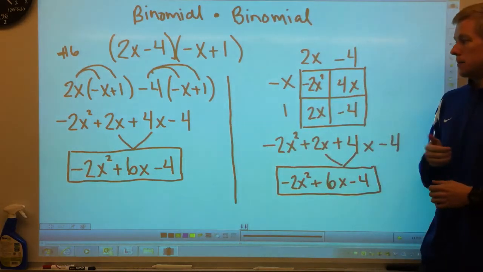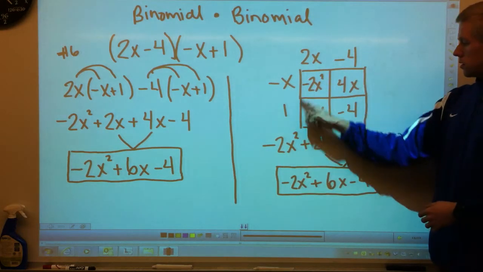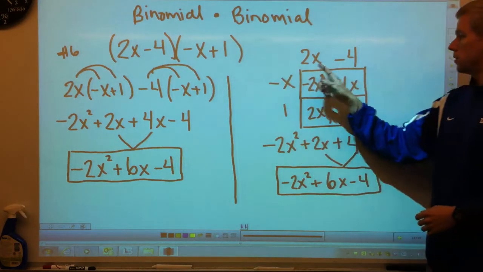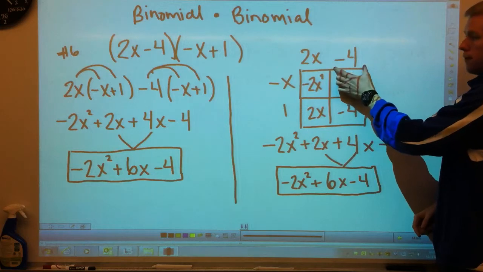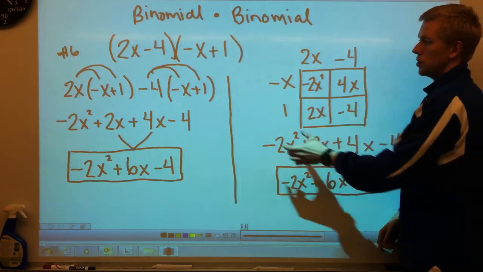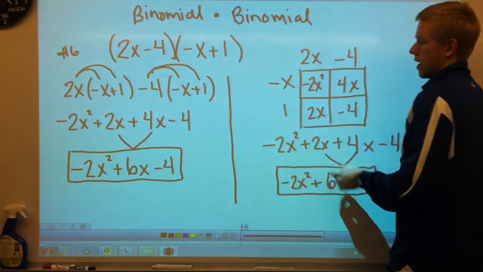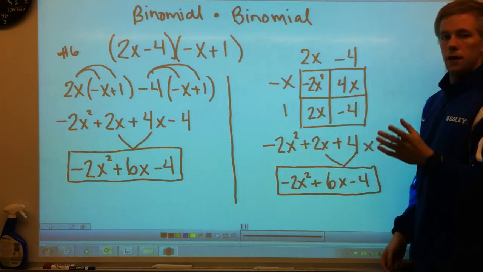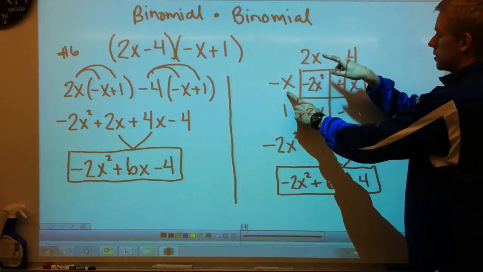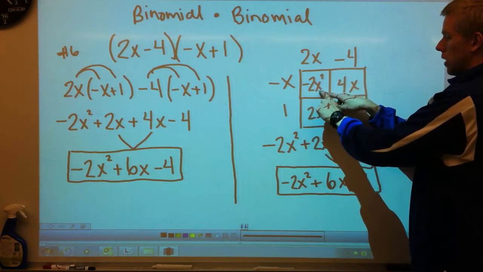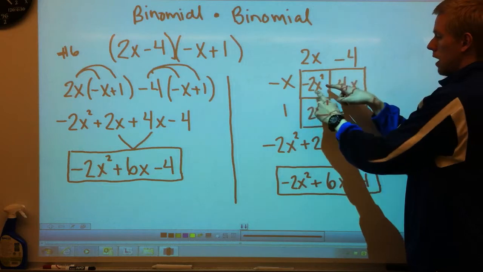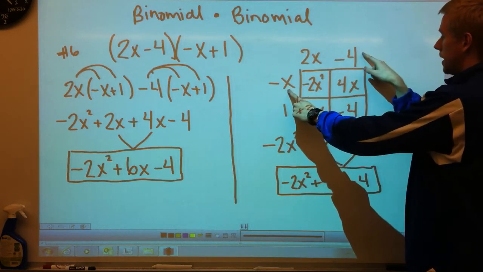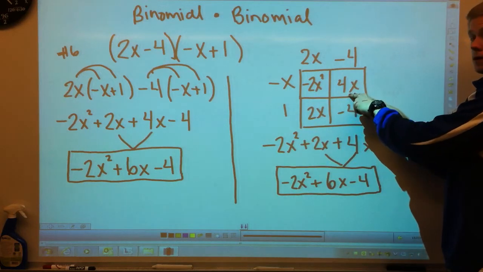Okay. Now we're going to do the box method. Same thing. You draw your box with your cross in the middle, and then you take the first term and put it on top. You have your 2x here, your negative 4 here. Don't forget your sign. Then you take the second binomial and put your negative x first and your positive 1 underneath. Then we just fill in the box by multiplying. Negative x times 2x is negative 2x squared, because I have a 1 and a 1, and I add them together to get 2. Then I take my negative x and my negative 4, that becomes 4x.